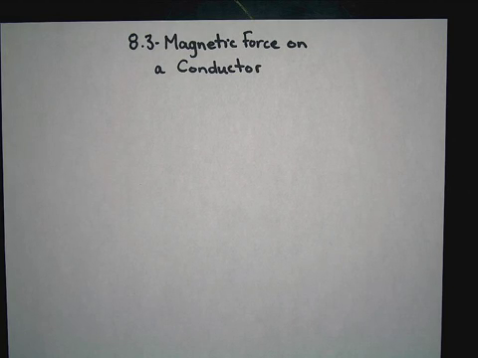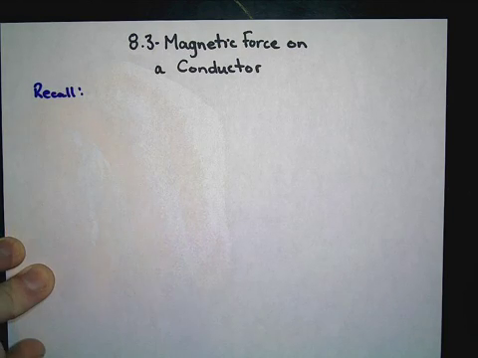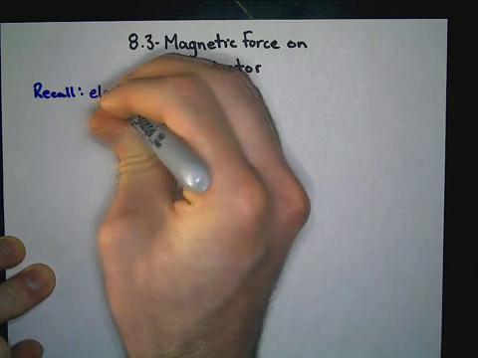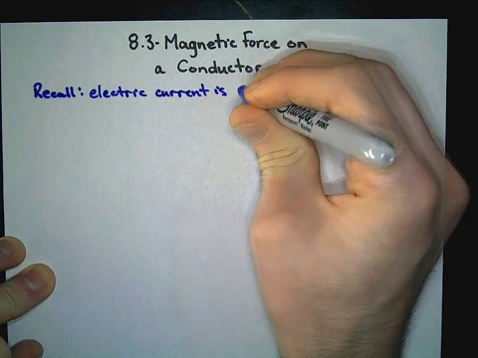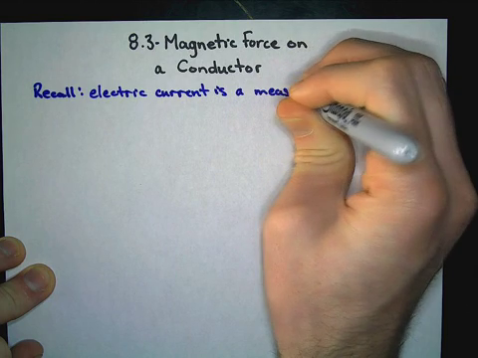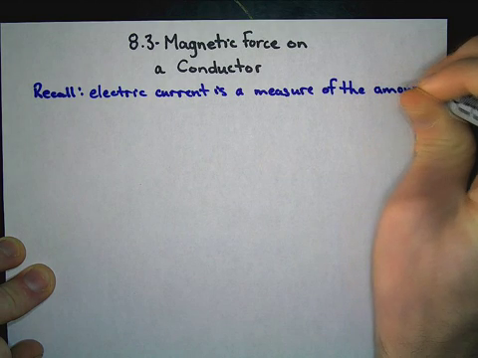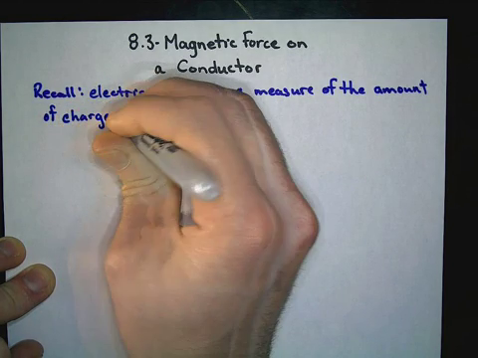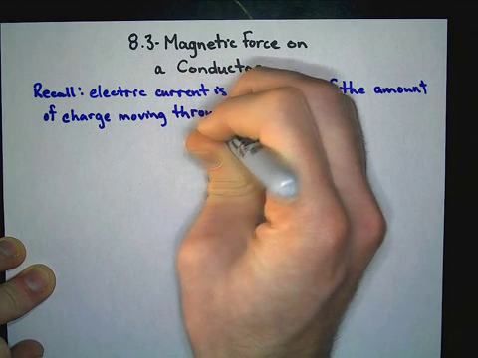Welcome, section 8.3. We're talking about the magnetic force of a conductor. I would like you to remember, all the way from grade 9 science and a little bit from grade 11, electric current is a measure of the amount of charge moving through a wire at a given time.